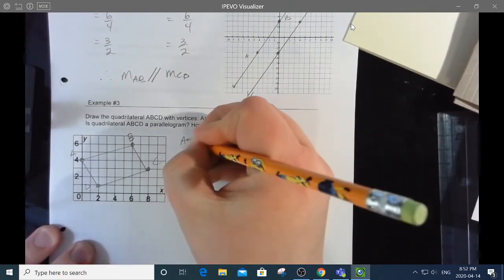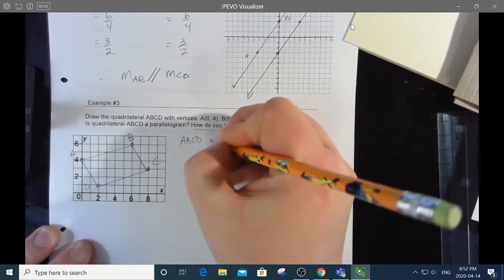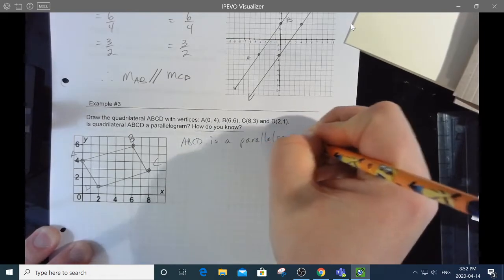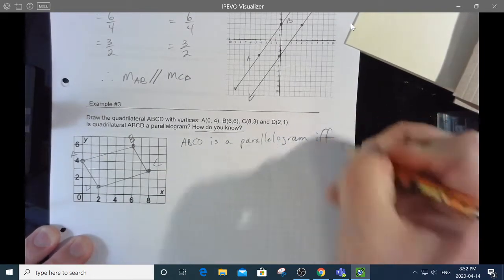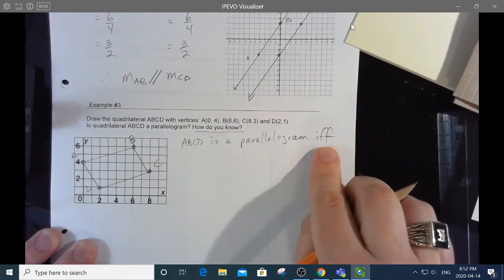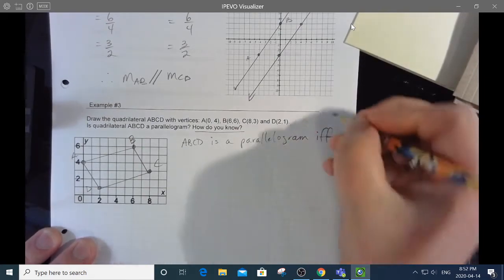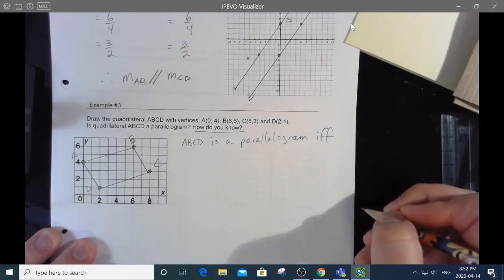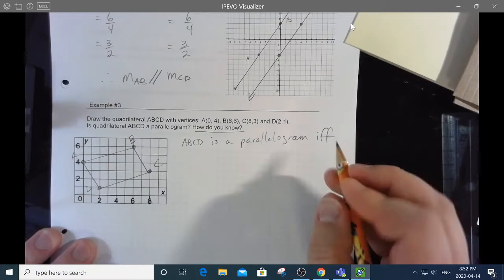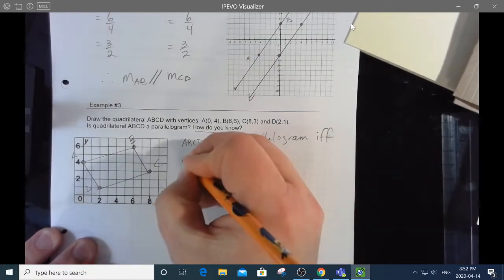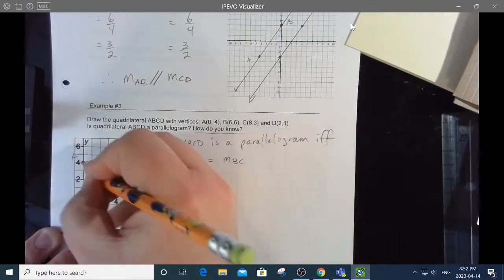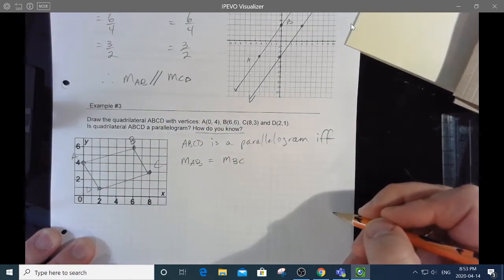I would say ABCD is a parallelogram if, by the way, you're probably going, holy cow, this guy can't spell the word if. No, actually that means something in math and science. That actually means if and only if. So that's a special if. ABCD is a parallelogram if and only if the slope of AB is equal to the slope of BC, right? Those lines have to have the same slope.